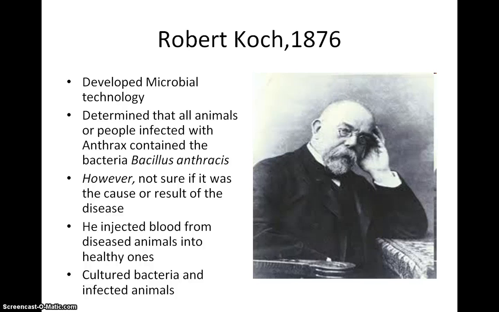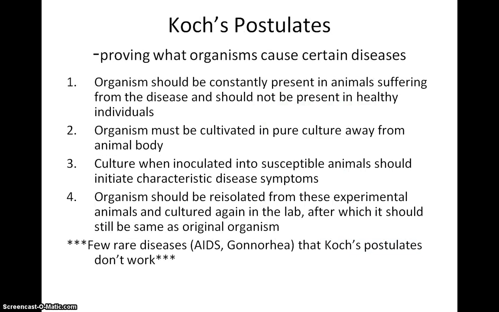And by doing this, he developed what is very important and we still use today, Koch's postulates, to link a certain microorganism with a disease. So this is to prove what organisms cause what disease, and it's a 4-step method. So the first thing that you need to do is ensure that whatever bacteria or microbe that you're trying to link to the disease is constantly present in animals that are sick and is not present in healthy ones.